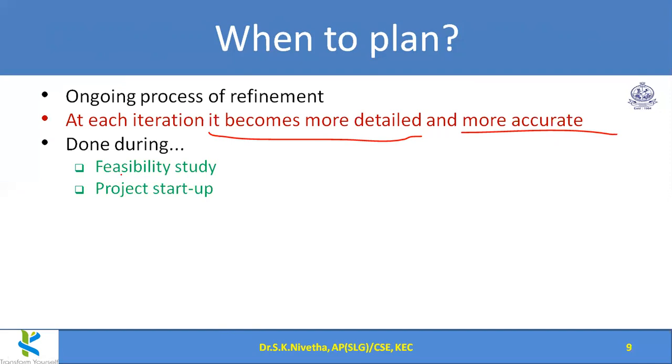Generally it is done during the first stage, the feasibility study, and before starting the project, but we cannot stop only up to this. After starting the project, if there is some deviation in the schedule, again one more time we can plan how to bring the complete project onto the target. So that also we can plan one more time if required. So we can refine at several steps.